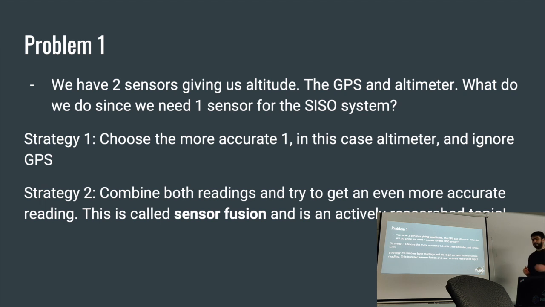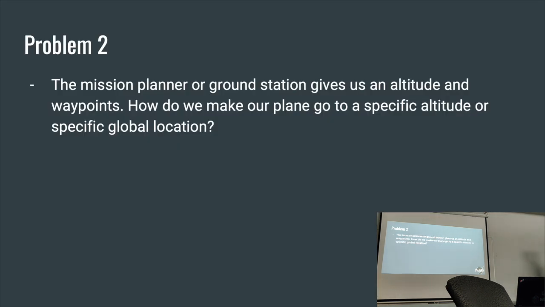So you can kind of combine them. You can, in some way, combine the reliability of the altitude that the GPS provides with the variable altitude that the altimeter provides. And this is called sensor fusion. This is an actively researched topic, and it can also be applied to aerial robotics. We don't necessarily do any of that in-house, but that's a pretty cool thing just to know about in general.